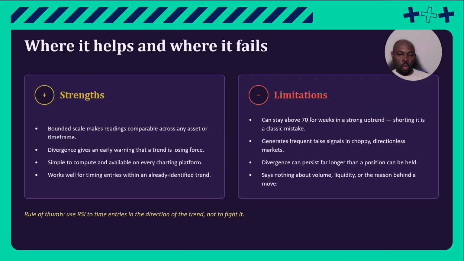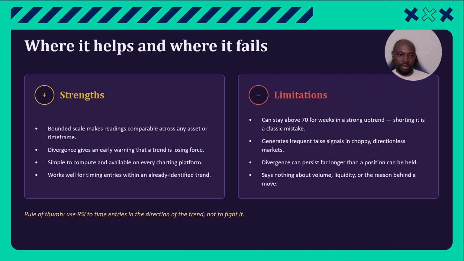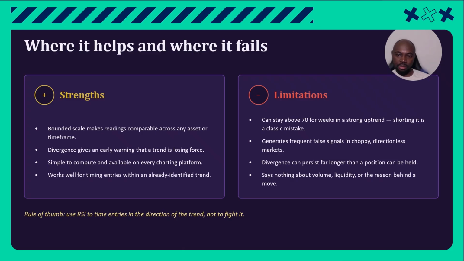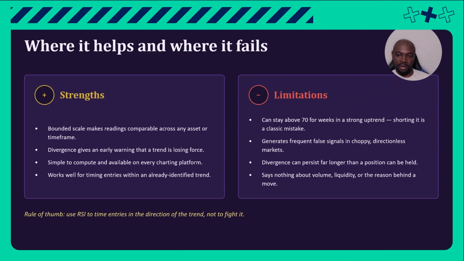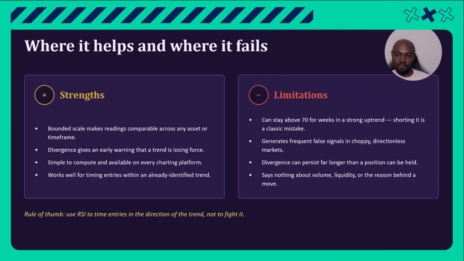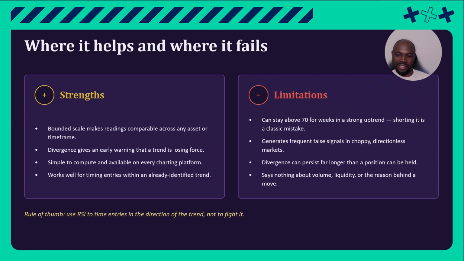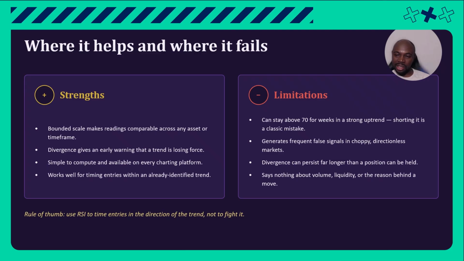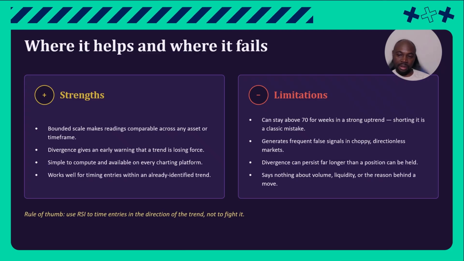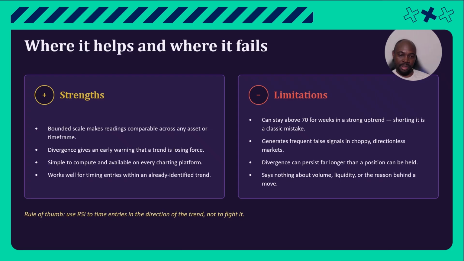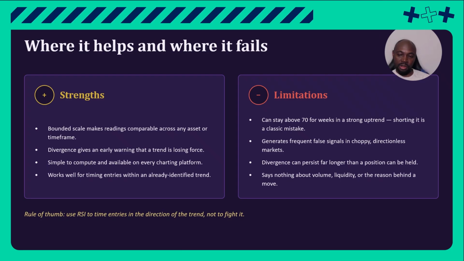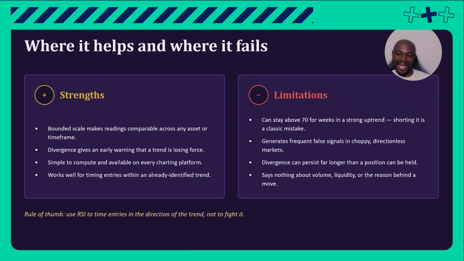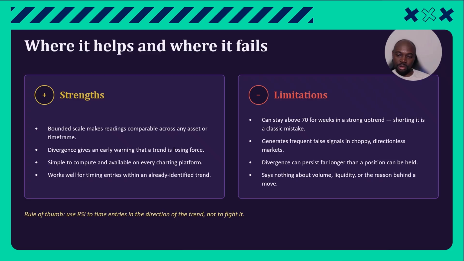So what are the good side and bad side of RSI? The purpose here is to give us a balanced verdict so that you don't begin to get overconfident in your analysis journey. On the strength side, the bounded scale is the genuinely distinctive property. It makes readings portable across assets and time frames. Everything else on that list is just about convenience. On the limitation side, staying above 70 through a strong uptrend is not an edge case. It's what happens whenever the trend is worth trading.